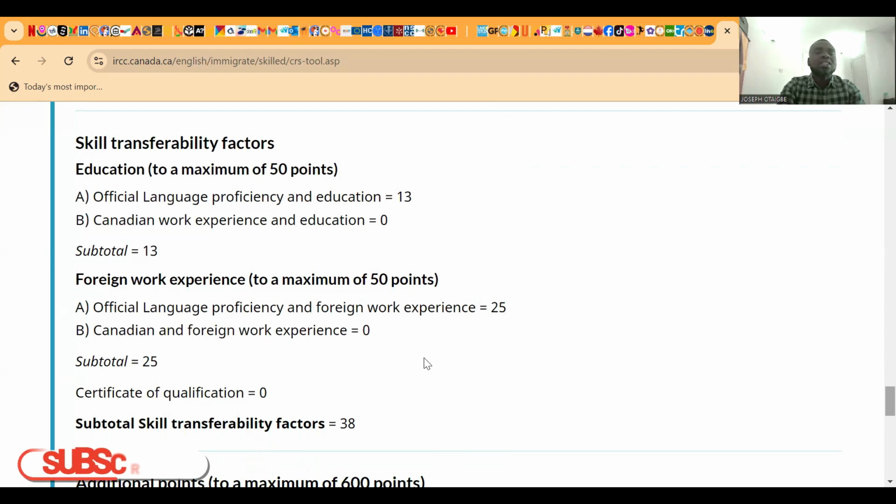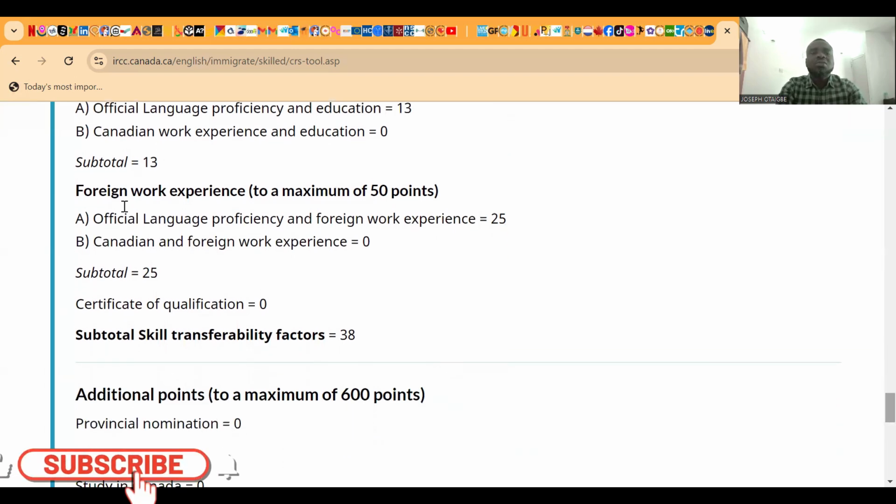So by the time you go for the education and transferable skills, all these things of the Canadian work experience, you can see that under this, your Canadian work experience and education is 0, because you're not in Canada, you don't have Canadian work experience, and you don't have Canadian education. So this is where Canadian experience and Canadian education boost or give you points for those that find themselves in a Canadian province. So it's 0, and subtotal is 13.